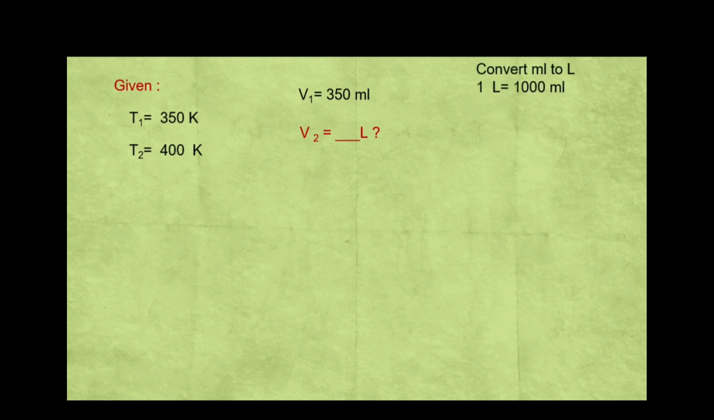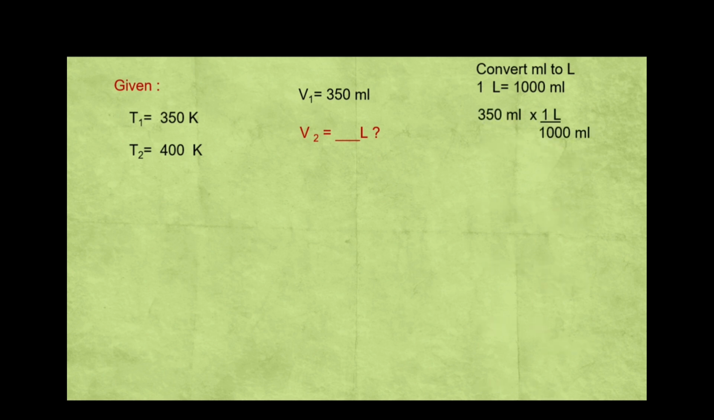Okay, let's start with the given quantities. So we have initial temperature, which is 350 Kelvin, final temperature 400 Kelvin. The initial volume is expressed in ml, that is 350 ml. So you are asked to solve for the final volume expressed in liter. For that, you will have to convert ml to liter using the conversion factor. 1 liter is equal to 1000 ml.